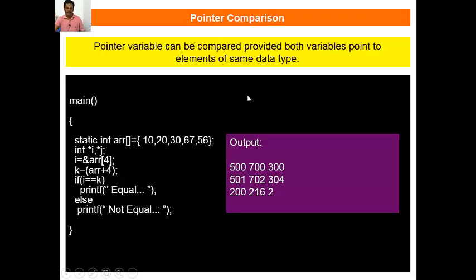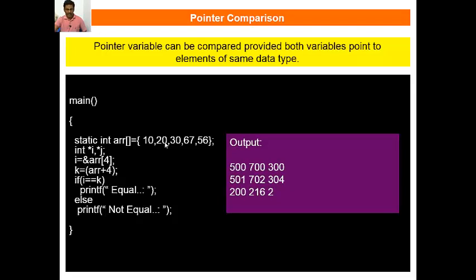We can compare the same type of pointer variable. For static integer ARR, one of the arrays, 10, 20, 30, 67, 56. So integer star i, star j, in this case integer star i, star j, is an integer type pointer variable. i equal to &ARR[4] is valid, because the array is an integer type.